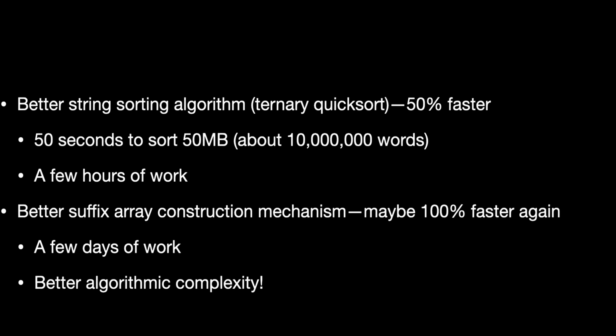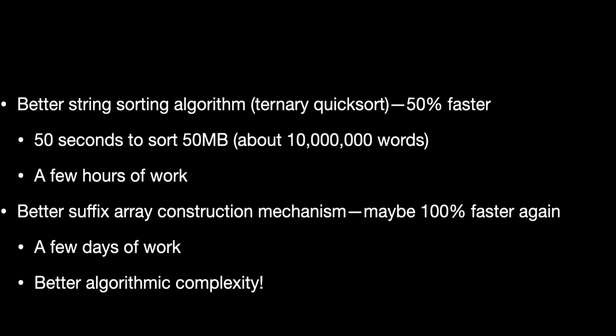If you thought that using a suffix array was the fastest we could go, well, that's not quite true. There are a few ways we could potentially improve on method 2. One way would be to use a better string sorting algorithm, so that n log n factor, the biggest one, we could make that a little better, maybe 50% faster with an algorithm called ternary quicksort. We'll see the quicksort algorithm in one of our subsequent weeks, and this is an extension even on that. This takes only 50 seconds to sort about 50 megabytes, which is about 10 million words, and this would take a few hours of programmer work in order to do.